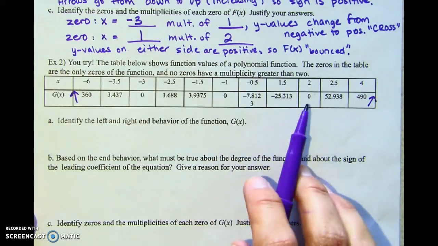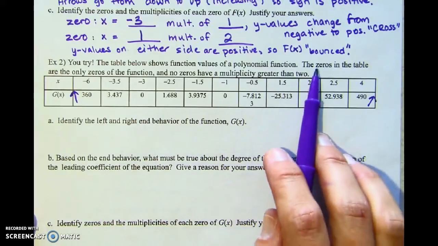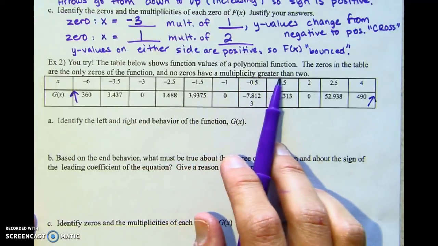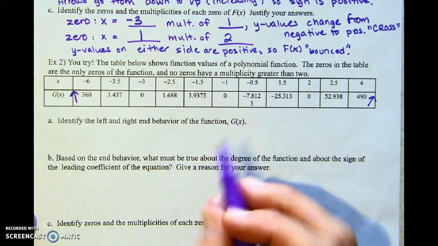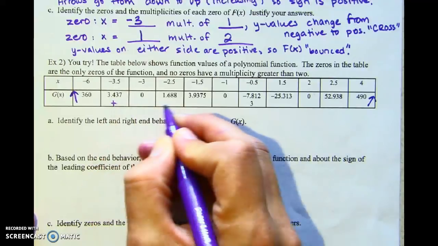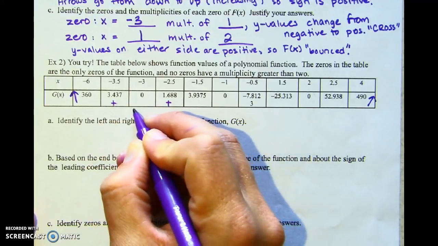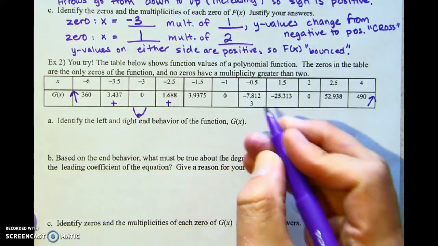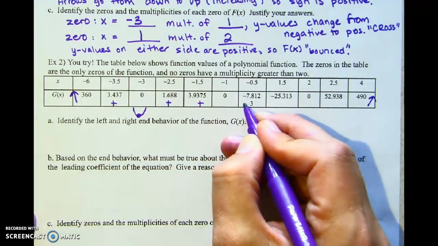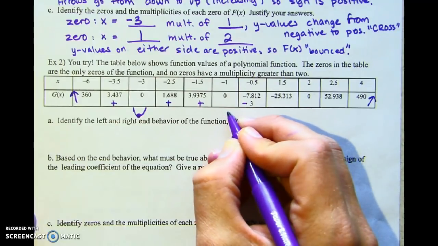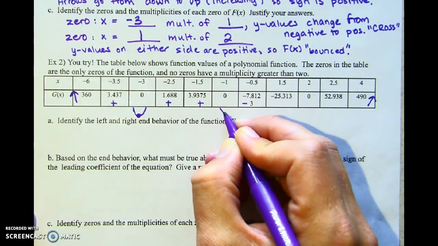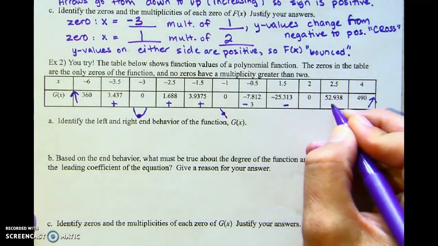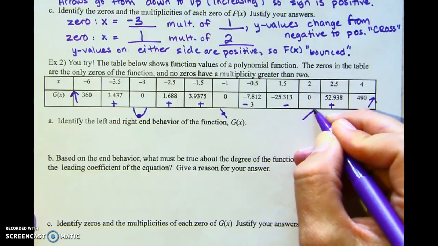Are these the only zeros? How many zeros are there? 1, 2, 3. The zeros in the table are the only zeros. Okay. No zeros have a multiplicity greater than 2. If this goes from positive to positive, then this is a bounce, and this would have a multiplicity of 2. This goes from positive to negative, which means it didn't bounce, it crossed. It went through the x-axis. And this goes from negative to positive, so it crossed back.